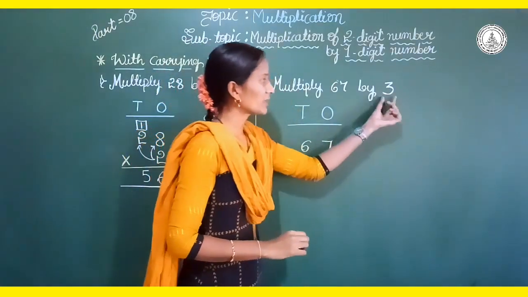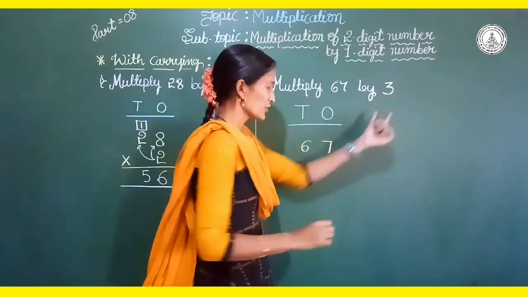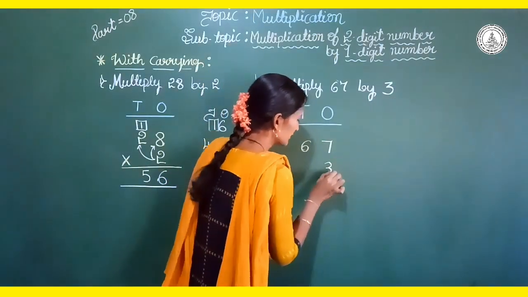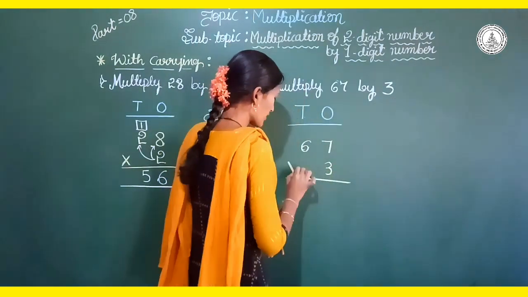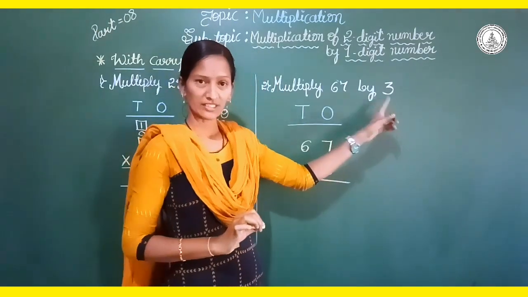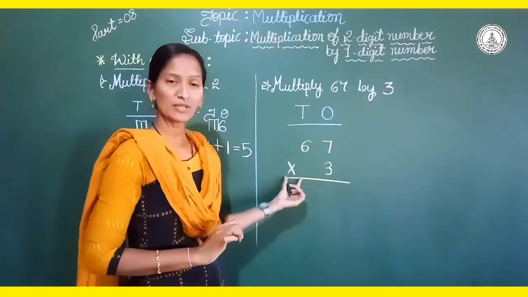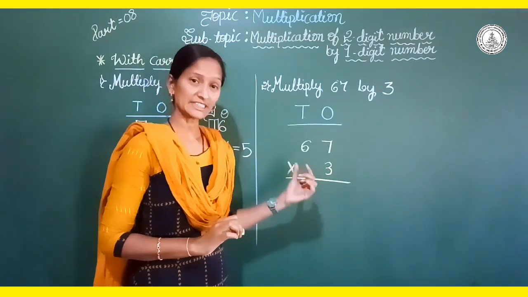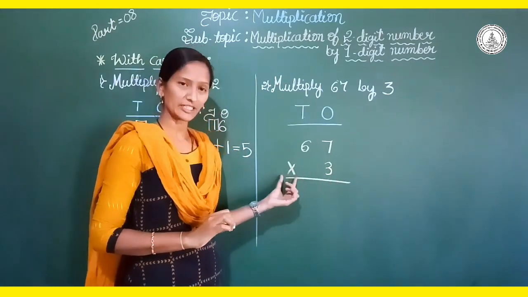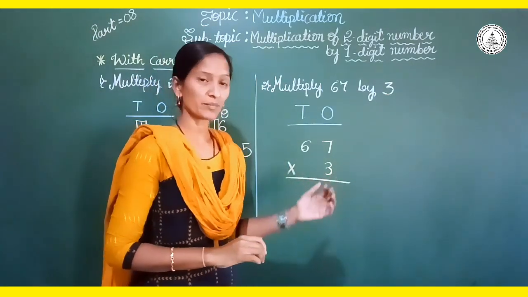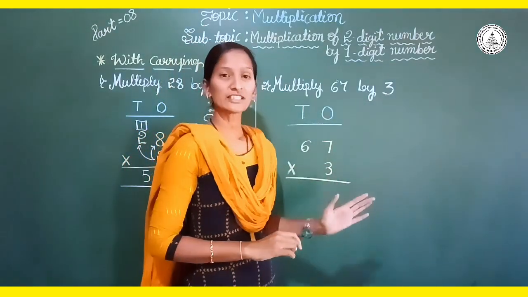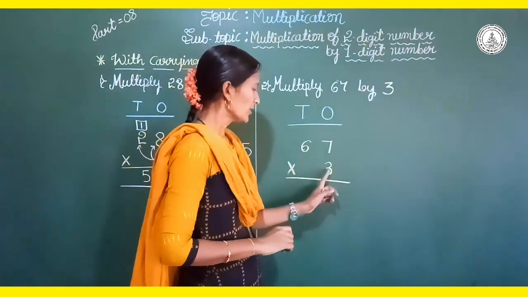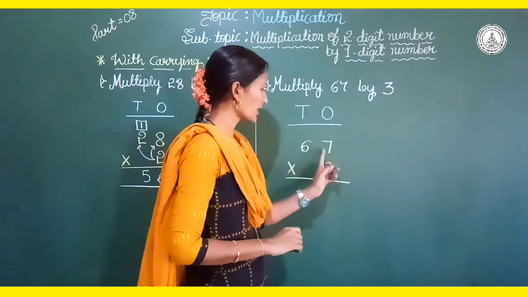The next, the multiplier is 3 here, right? So I am writing 3 in the column of ones because it is a single digit number, right? So place the symbol of multiplication, that is "into", in front of the multiplier. So the next step is to multiply the numbers in the ones column. See here, 3 into 7.